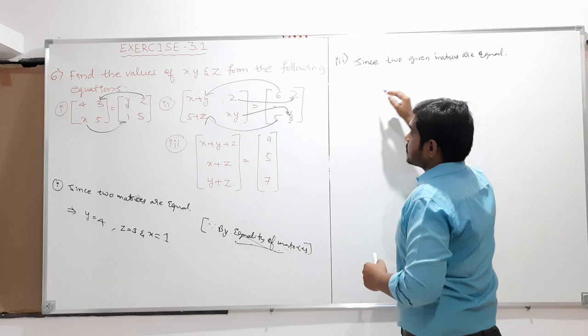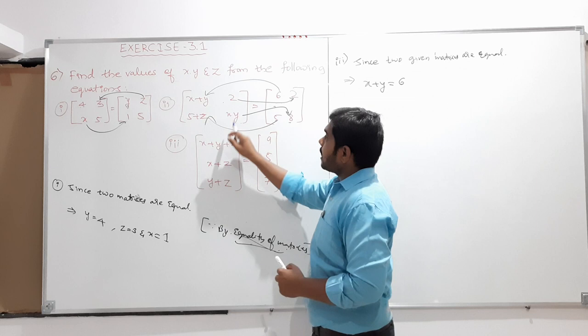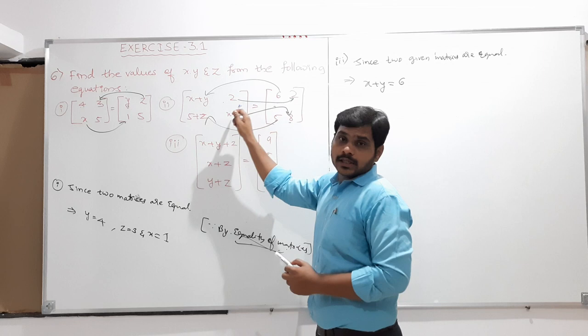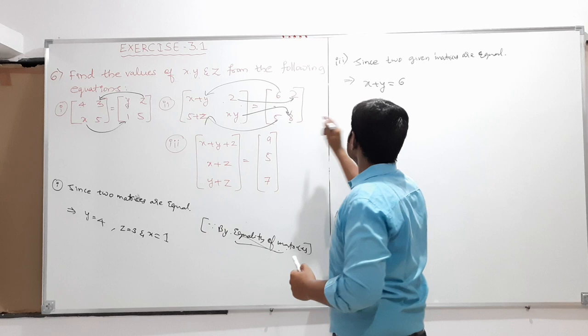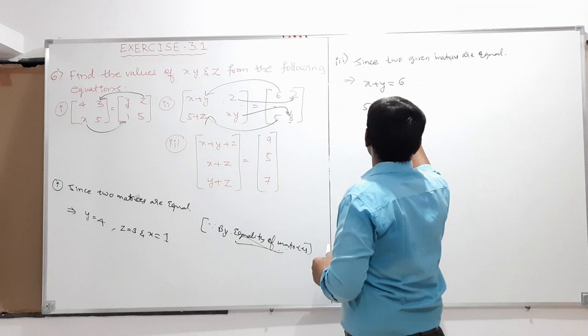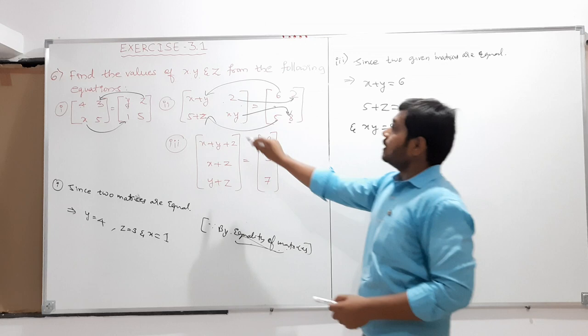this implies x plus y is equal to 6. And next, my dear students, I am not writing 2 equals 2, because my aim is to find x, y, z. So wherever x, y, z are there, only those elements I am taking. And next, 5 plus z equals 5, and xy equals 8. Each element of this is equal to the corresponding element of this.